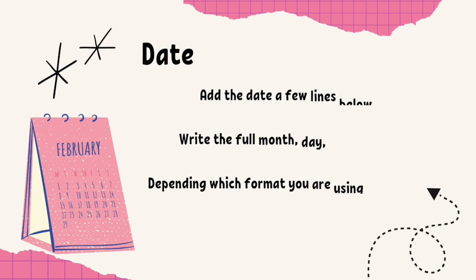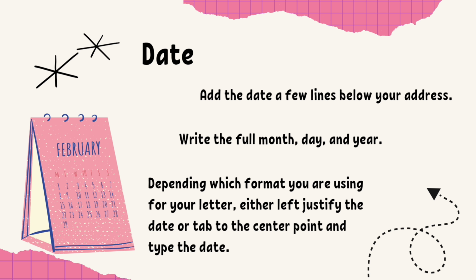Date. The date line is used to indicate the date the letter was written. However, if your letter is completed over a number of days, use the date it was finished in the dateline. When writing to companies within the United States, use the American date format. Write out the month, day, and year 2 inches from the top of the page. Depending on which format you are using for your letter, either left justify the date or tap to the center point and type the date. In the latter case, include the sender's address in letterhead rather than left justified.